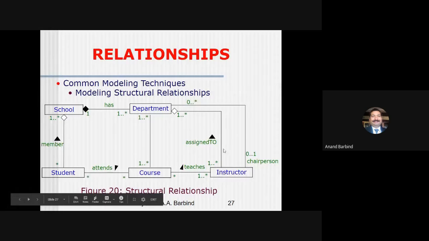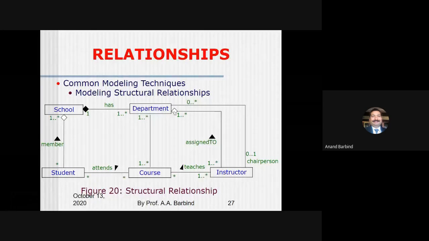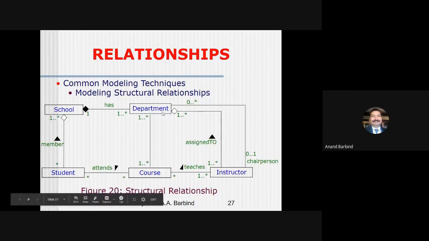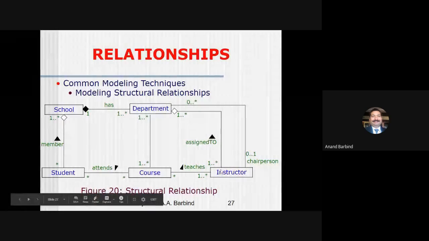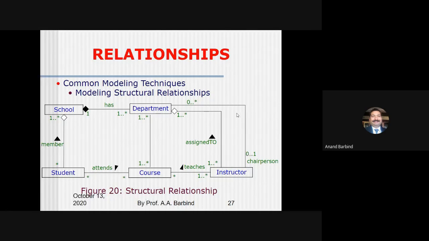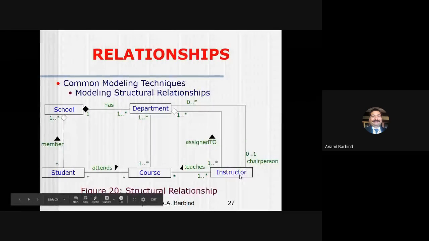Then there is association between the instructor and the department. Again, it is whole and part, because the instructors are part of the department. So because the instructor is assigned to a particular department, there is a whole and part relationship between them. Whereas there is one more association between the department and the instructor. What is the role played by the instructor in that case? The role played by the instructor is the chairperson. If one of the instructors is the chairperson of that particular department, for example HOD, then there is a relationship between that instructor and that department.